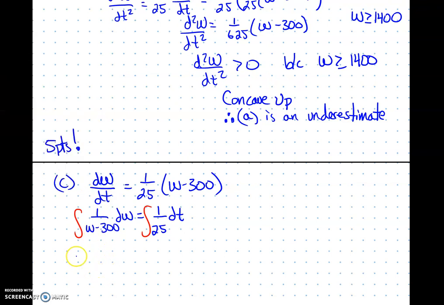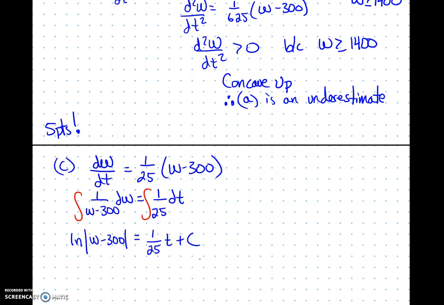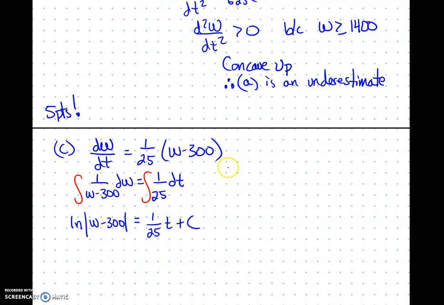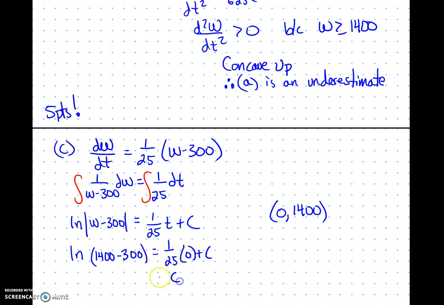And when I integrate this thing, I get the natural log of w minus 300. I should throw the absolute value bars in there. It's just good practice. I don't really need them in this case because my w is always bigger than 1400, but I'm going to throw them in there anyway. And it tells me my initial condition, the same condition I used back in part A, 0, 1400. That's how I'm going to get my value for my C. And here it ends up that my C is equal to the natural log of 1100.